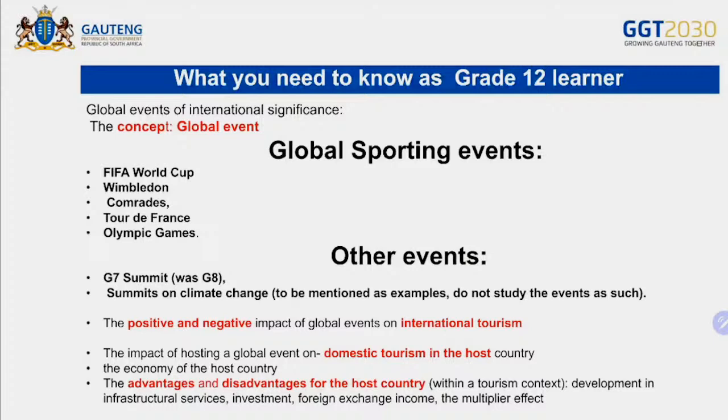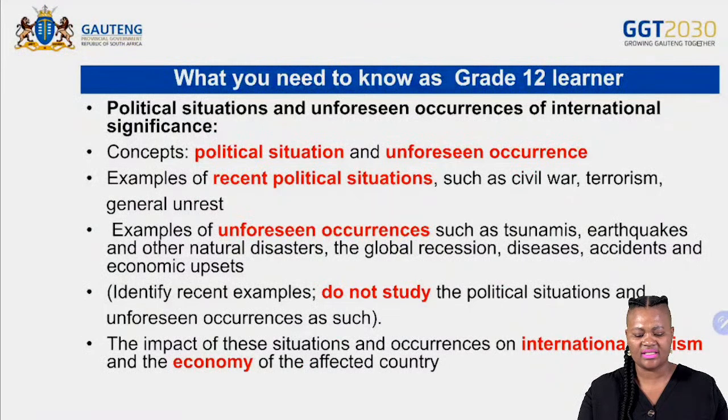Meaning that when you work on the advantages and disadvantages for the host country within a tourism context, your answers should play around infrastructural services, investments, foreign exchange income, and multiplier effect. But as we proceed with the lesson, you'll have more information and understand better how you will tackle what you need to know. You also need to know the following under political situations and unforeseen occurrences of international significance.